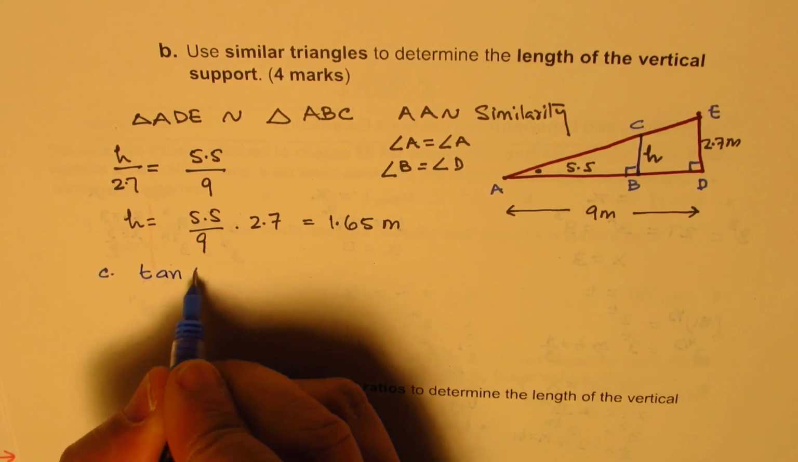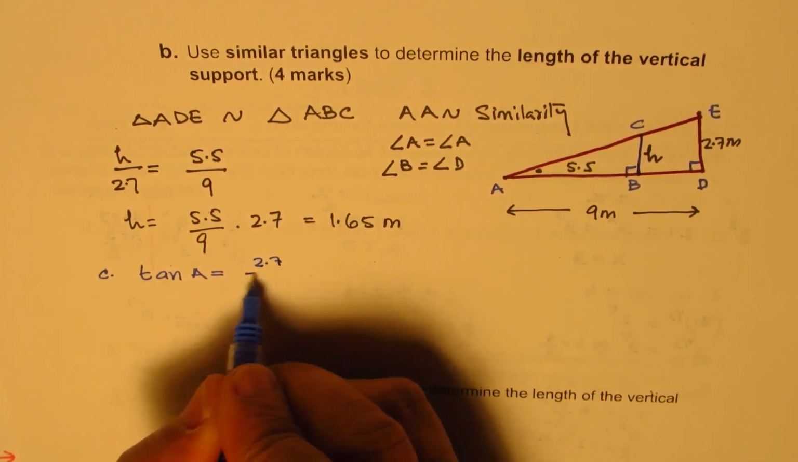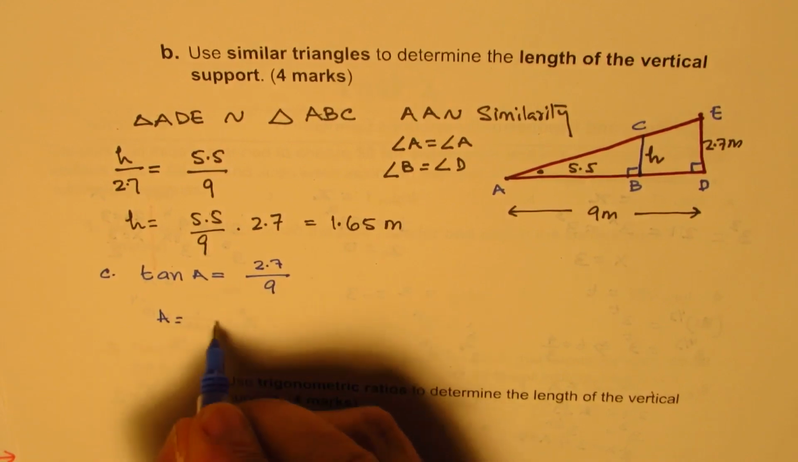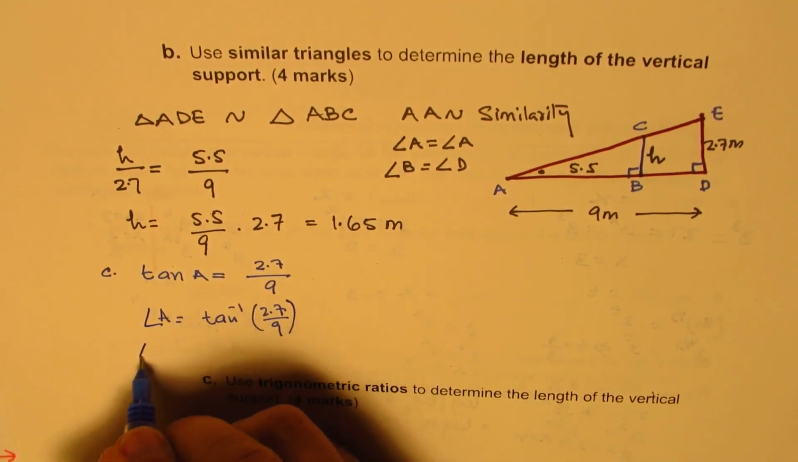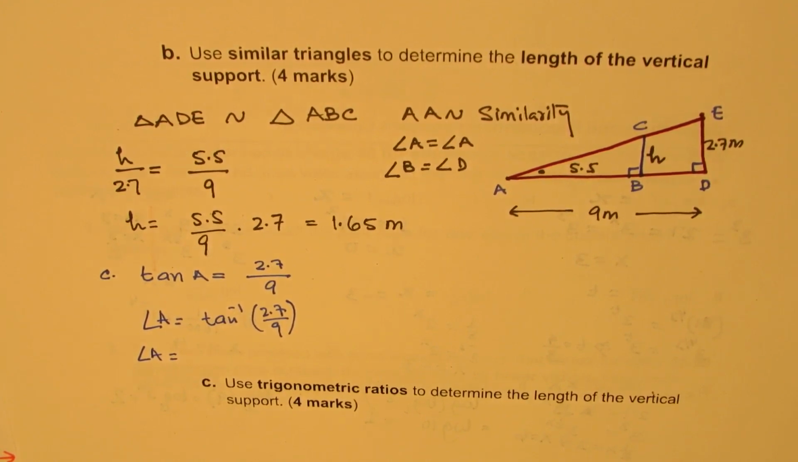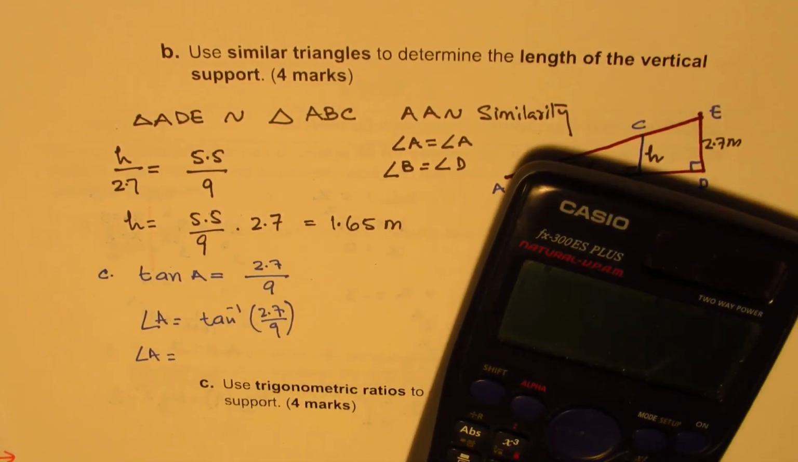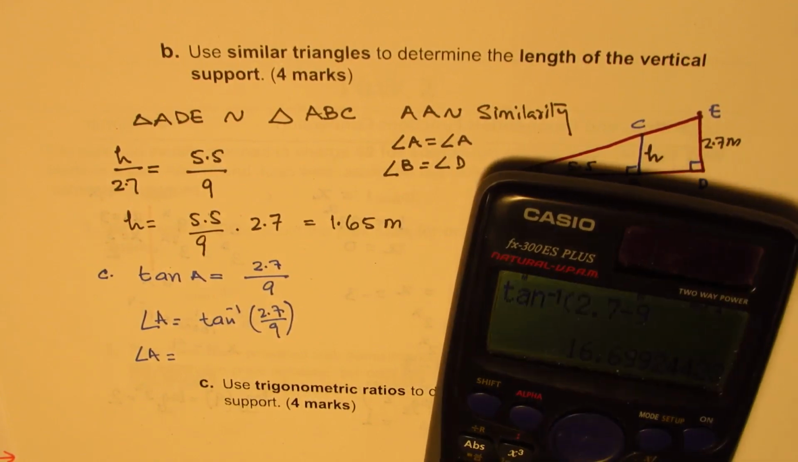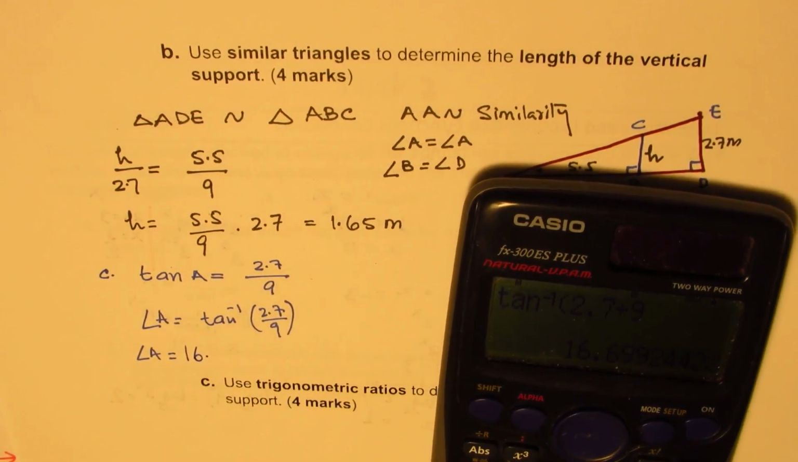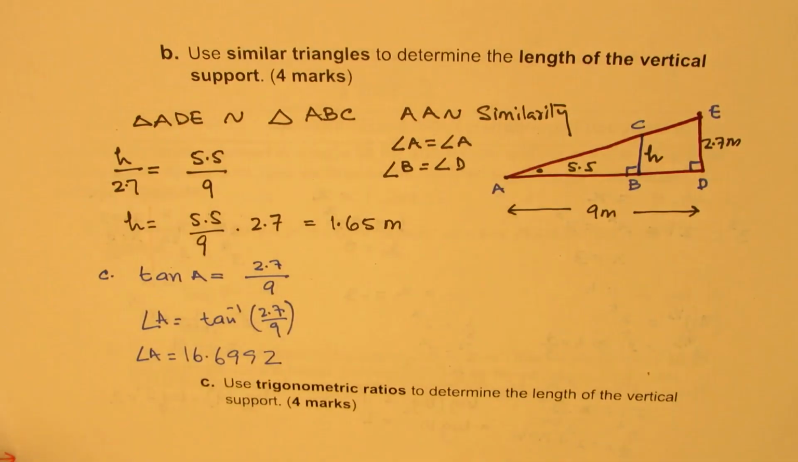So we know tan of A is basically equal to the ratio of DE over AD. So we can write this as 2.7 over 9. And so we know angle A is tan inverse of 2.7 over 9. You don't really have to find the angle, since again we'll have to use tan. So anyway, we'll do shift tan inverse of 2.7 divided by 9, and that gives you 16.6992. Okay.